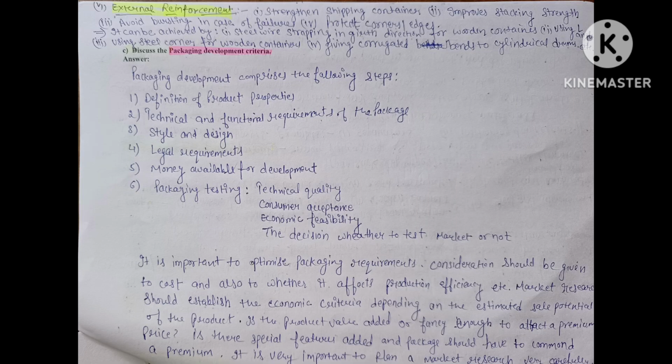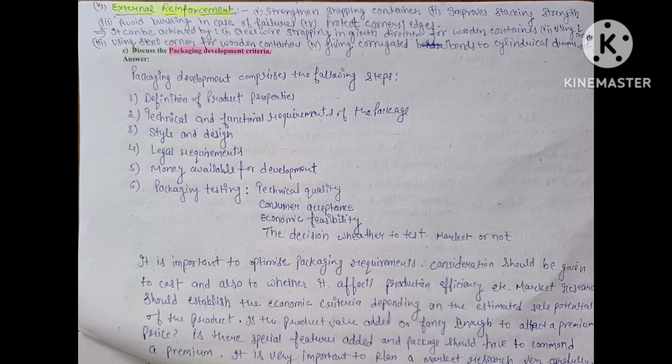Last is external reinforcement. Strengthen shipping containers, improve stacking strength, avoid bursting in case of failures, and protect container edges. It can be achieved by steel wire strapping in girth direction for wooden containers, using L angles, using steel corners for wooden containers, and giving corrugated vents to cylindrical drums.